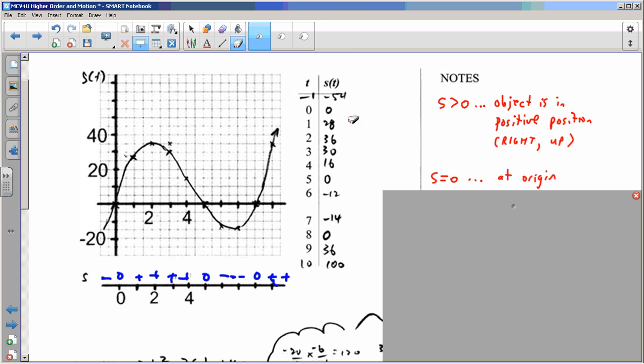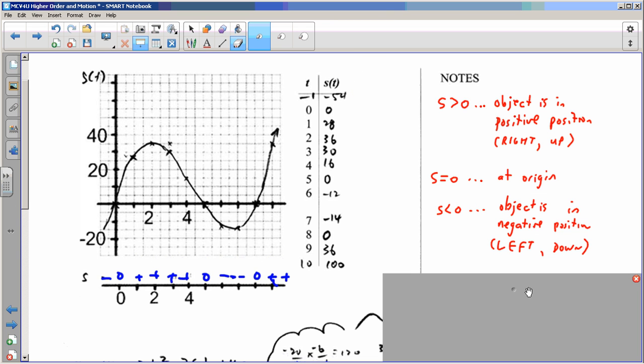So don't copy that down. Of course, then if S is less than 0, the object is in the negative position, either down compared to the origin or left compared to the origin.